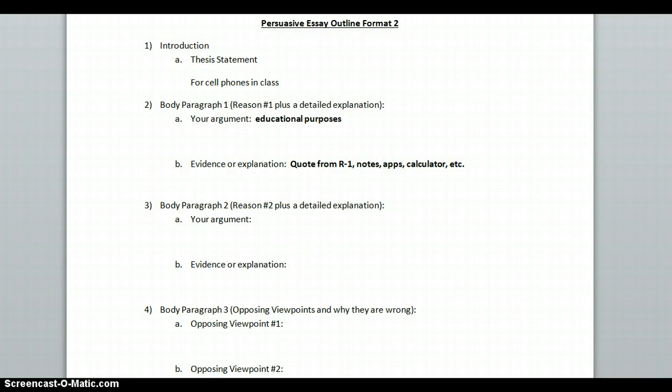My next paragraph, let's say my next reason for cell phones in class is for emergencies. And then I would list right here just some of the reasons. Maybe there's a threat in the school I need to let my parents know about. Maybe I am sick. Maybe I forgot a project. Maybe I've got a quote from resource 4 that goes well with that. Okay, so again this is format 2. I'm kind of doing this backwards, but it's okay.